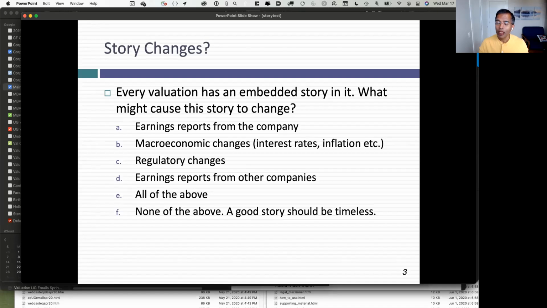Even earnings reports from other companies can change your story. Do you see why? If you're an electric car company and other automobile companies report surges in electric car sales, I might say, you know what, people are buying more electric cars, so I'm going to push up your revenues too.